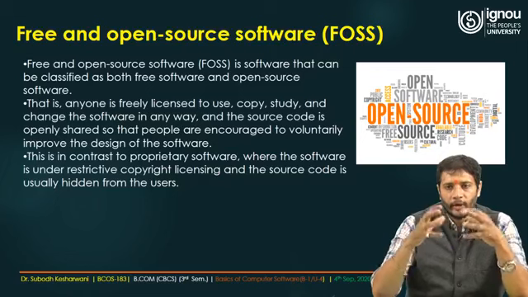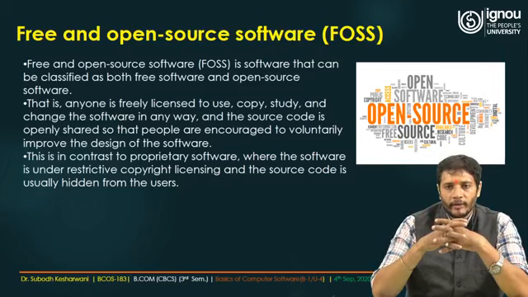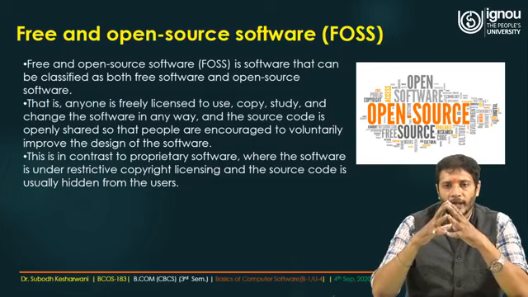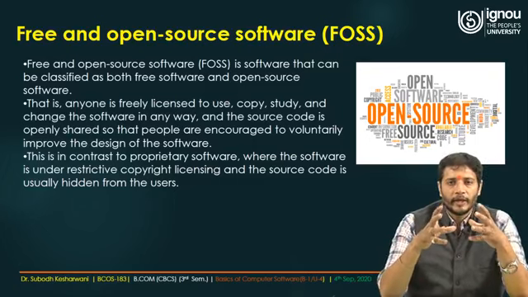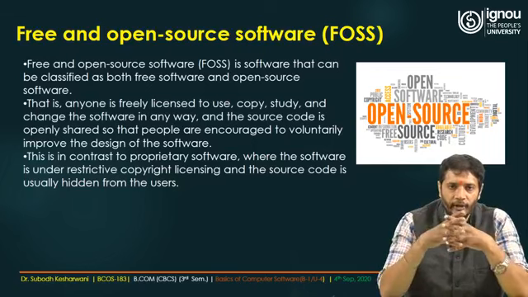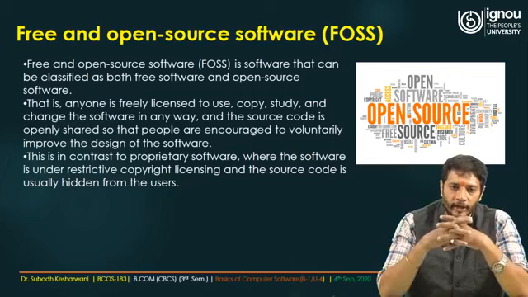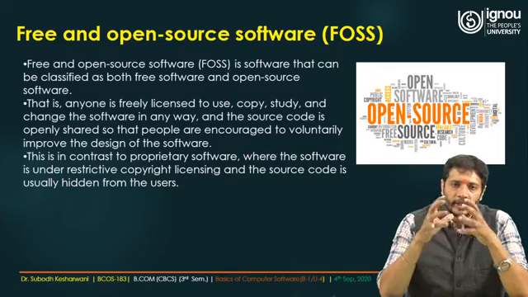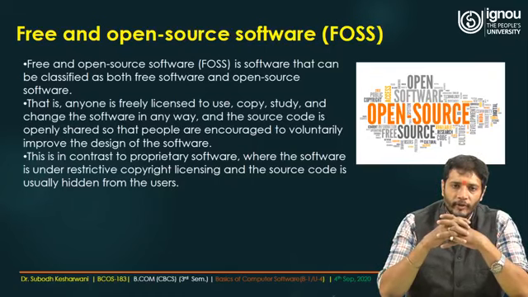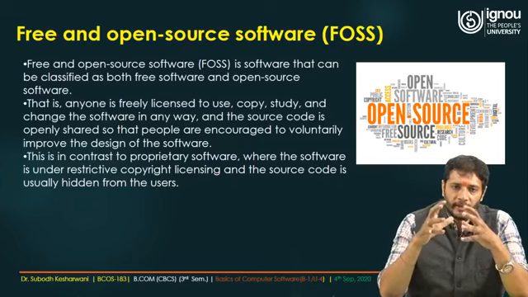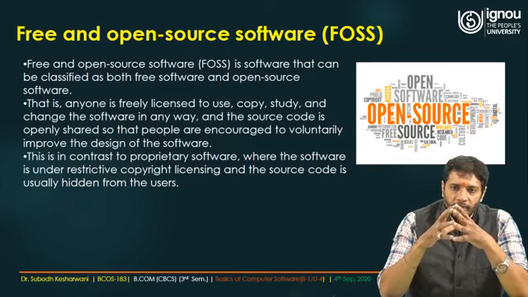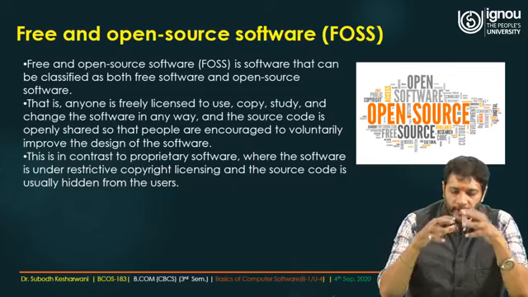And there are certain volunteers located in certain institutions, certain technocrats, certain academicians, or maybe certain startups or incubator cells who are working day and night to develop a product which can be voluntarily used by all organizations. This is in contrast to proprietary software, where the software is under a restrictive copyright license and the source code is usually hidden from the users. So what we observe is that the copyright is almost free, and one can use it.